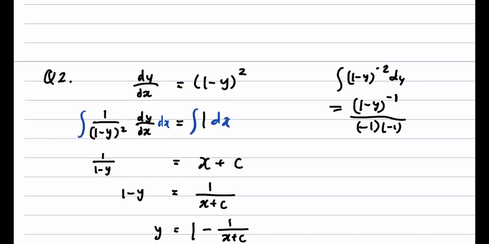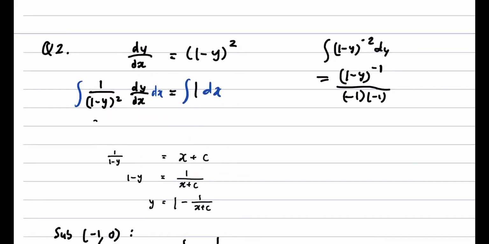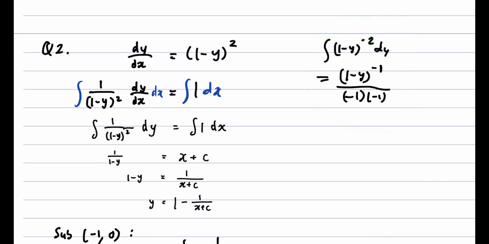Maybe I'll add in one more line. It should be simplified as the integral of 1 over 1 minus y bracket squared dy equals the integral of 1 dx. Over here, this is just a power you can bring on top, so you get power -2. Then how do you integrate? Add 1 to get the new power, divide by that new power. But inside there's also a minus sign, 1 minus y, so you have to divide by -1 because of chain rule. Is this part okay?